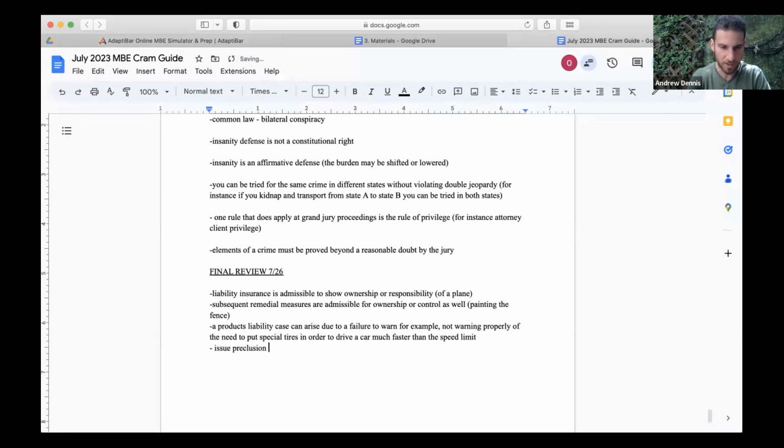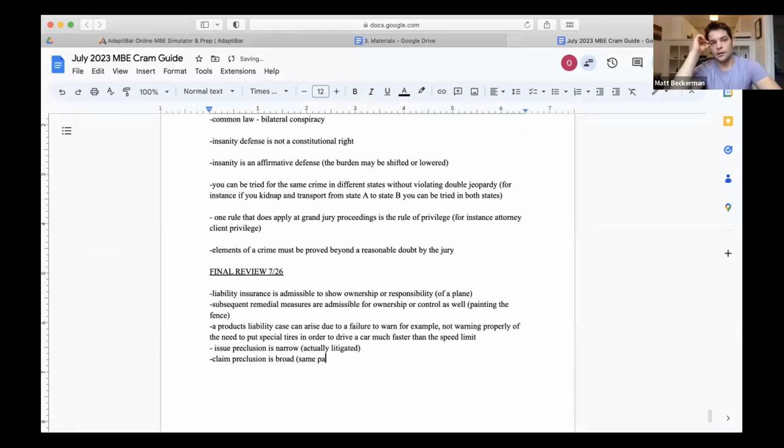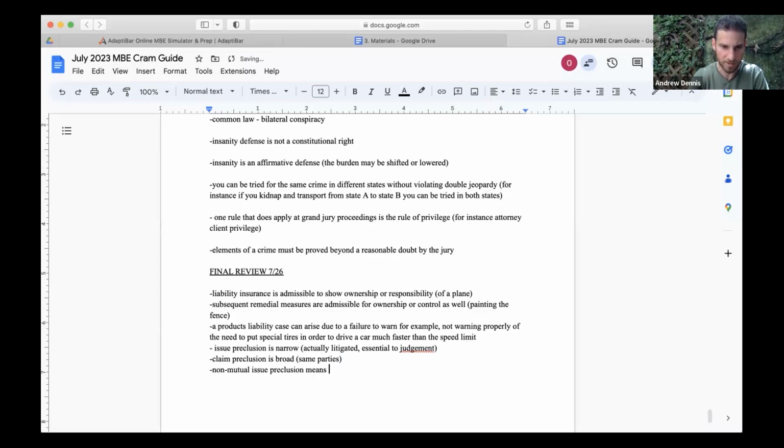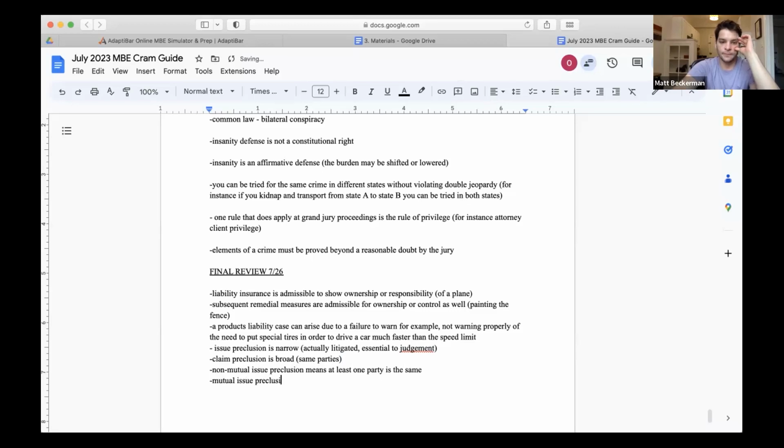So issue preclusion is narrow, actually litigated. And like necessary and essential to the judgment, yeah. Claim preclusion is broad, meaning that if parties raise a negligence claim against someone, but it's decided on strict liability grounds, not negligence, the negligence isn't issue precluded from being raised again. So non-mutual issue preclusion means at least one party is the same. And mutual issue preclusion means both parties are the same, right? Yep. But the configuration is different, because otherwise it'd be claim precluded. For sure.